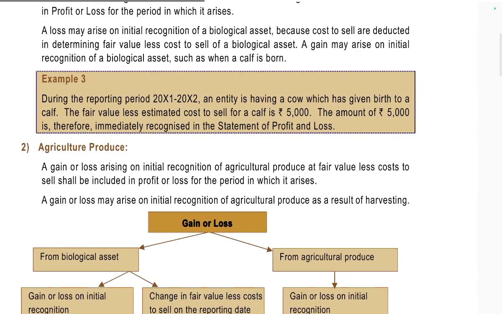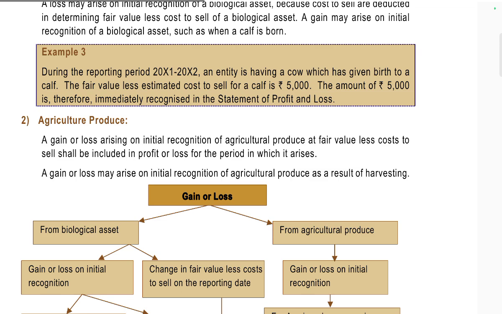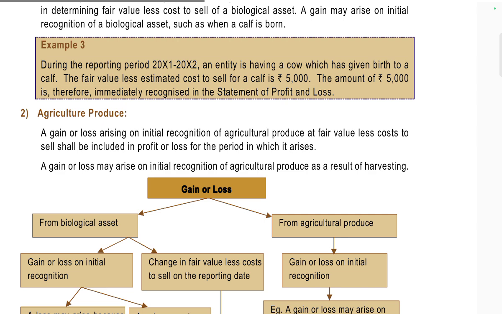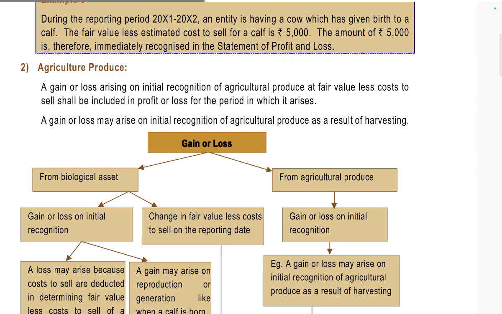The gain may arise on the initial recognition of a biological asset, such as when a calf is born during the reporting period of 21-22 to an entity's cow. The fair value less estimated cost of sale is 5,000. The amount of 5,000 is immediately recognized in the statement of profit and loss account.